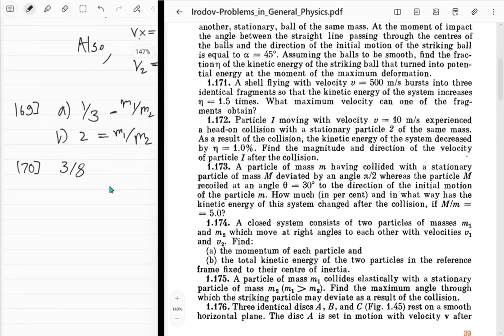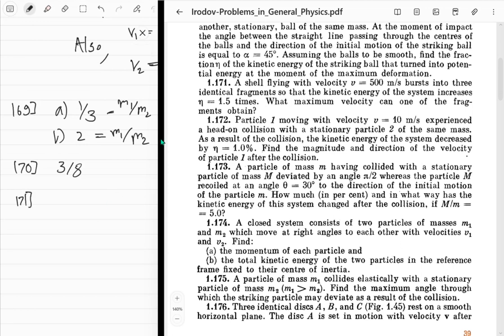Now we can go to problem 171 and onward. A shell flying with velocity 500 meters per second bursts into three identical fragments so that the kinetic energy of the system increases this many times. What maximum velocity can one of the fragments obtain? The main part is that the fragments are identical, and the kinetic energy of the system increases this many times.